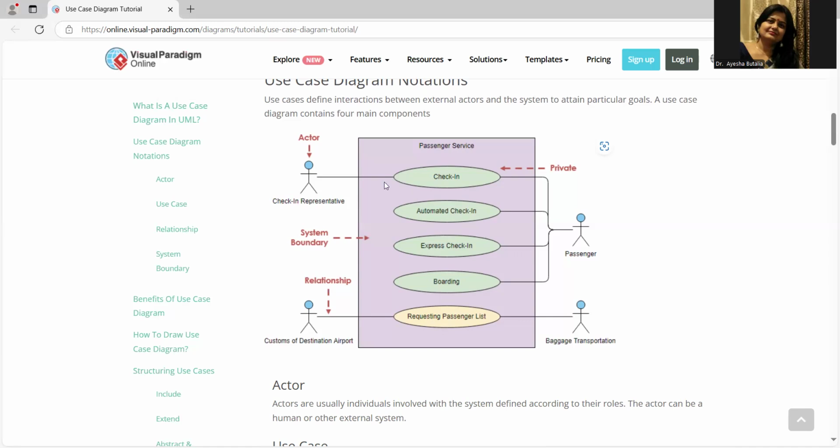Say the check-in representative will check in the system. Then we will have an automated check-in system. Then we have an express check-in system. We have boarding, which will all be accompanied by the passenger.